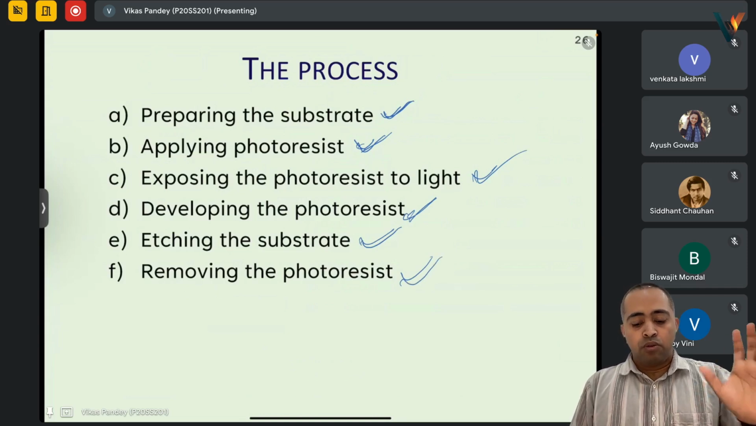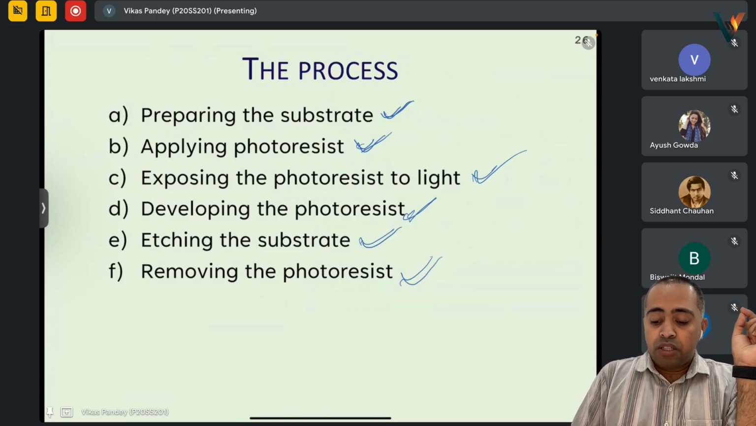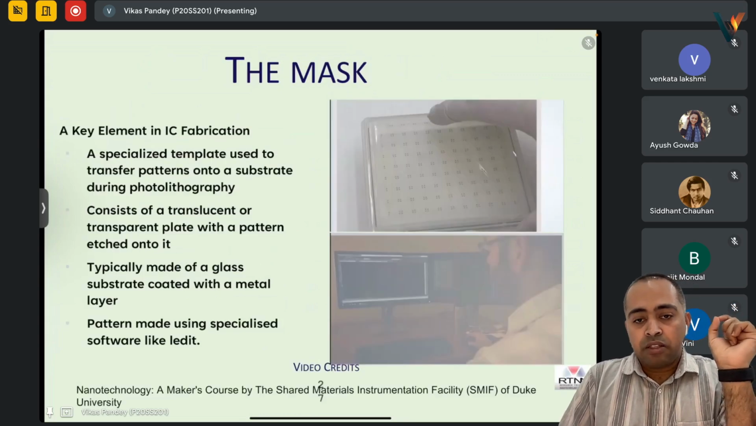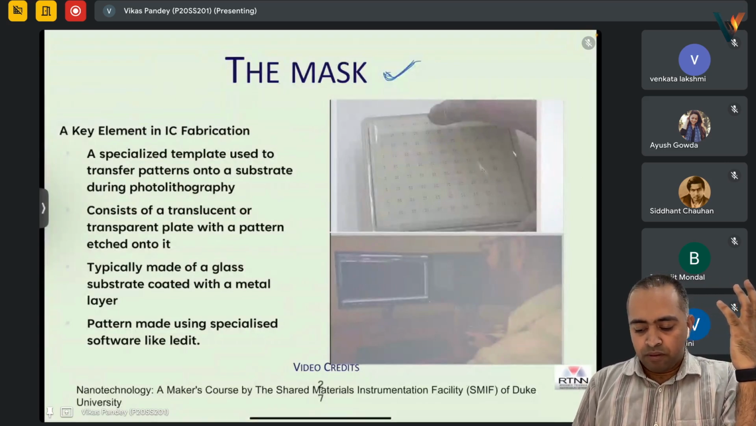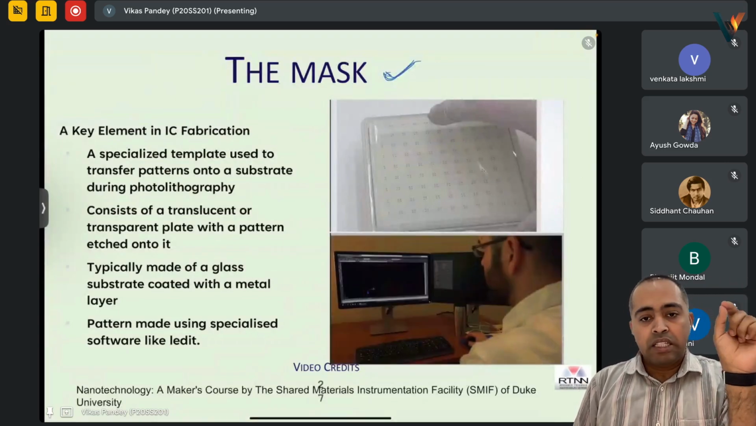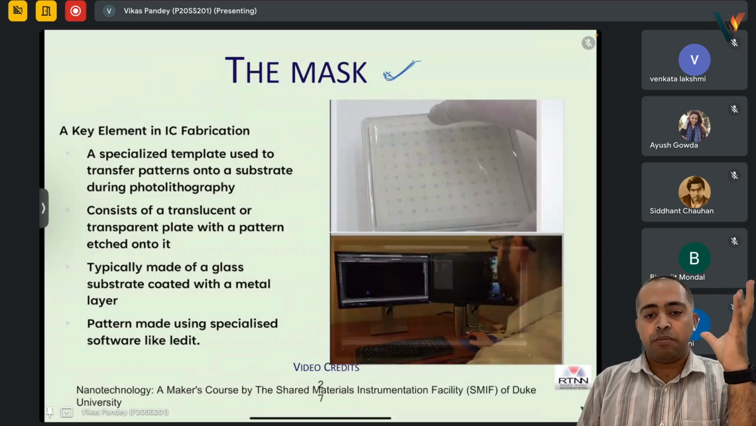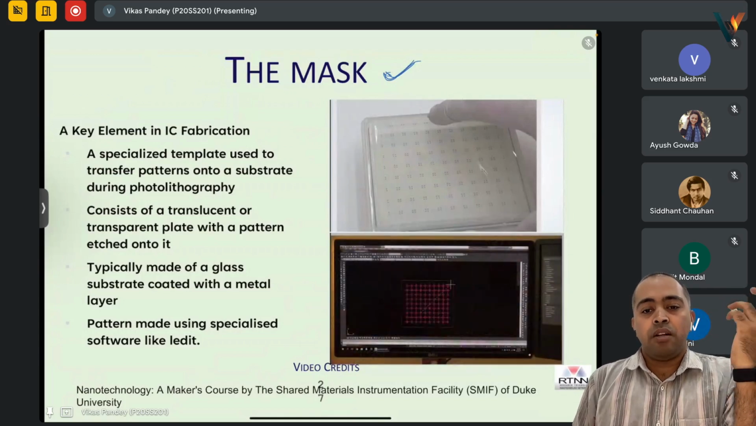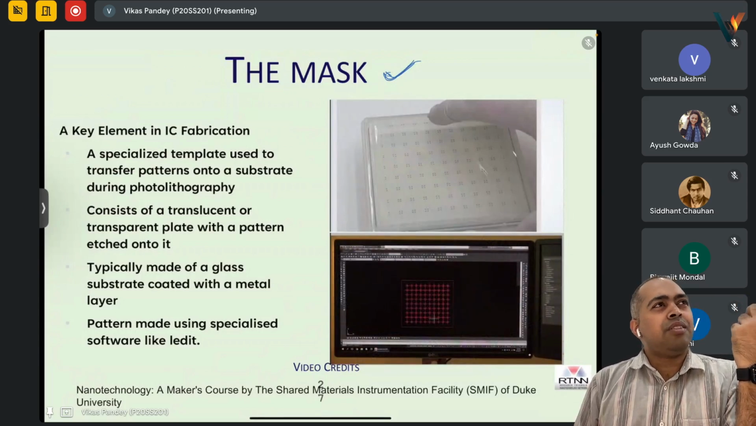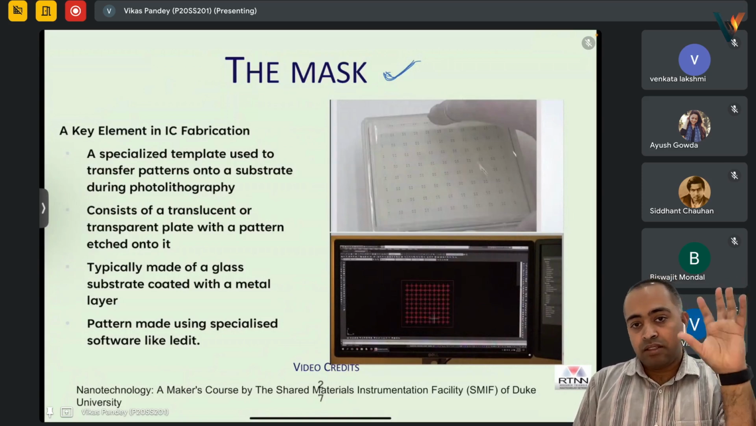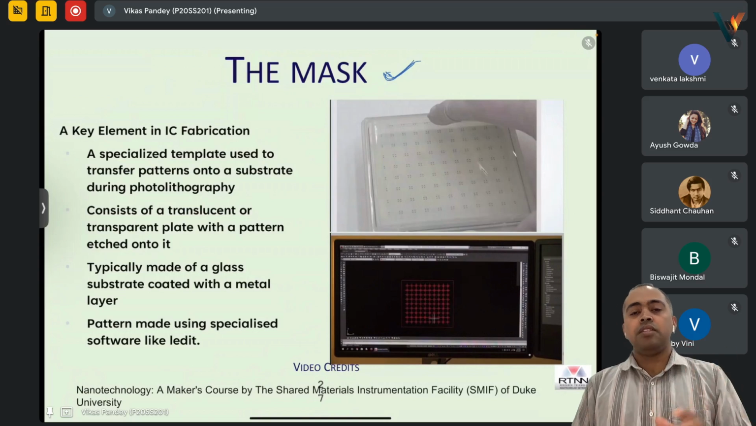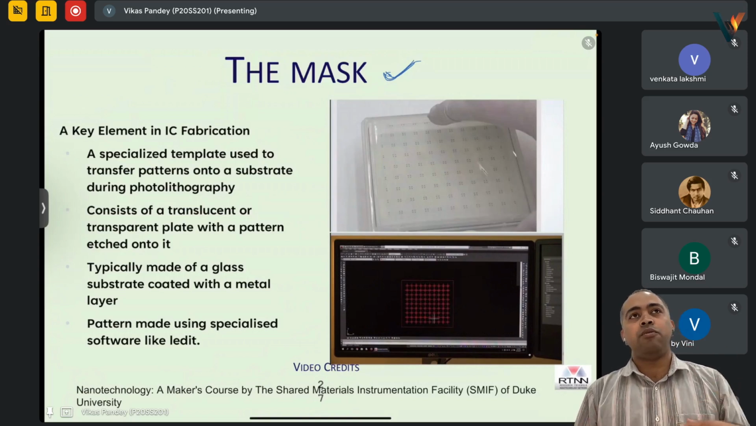So one of the starting elements is the mask. Okay, a mask will look something like this. It is made using specific software. Like here we use Edit and some Clavin, such softwares are there, in which we design this on our computers, and then we send it for printing to the specific labs.